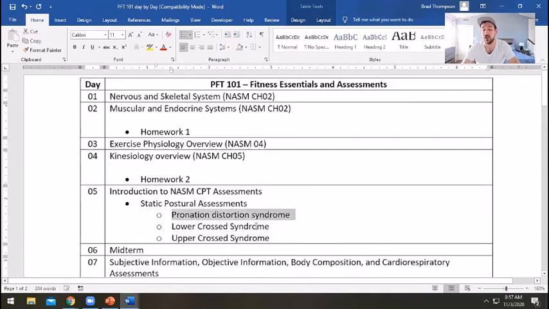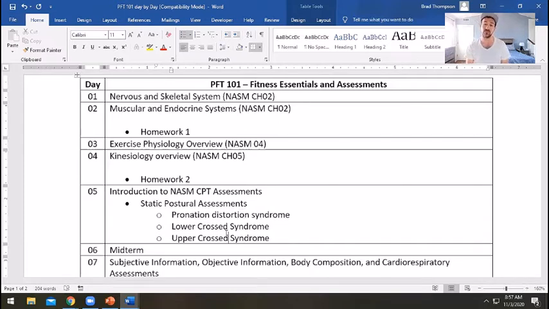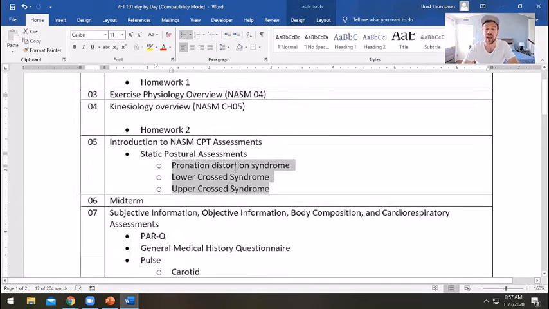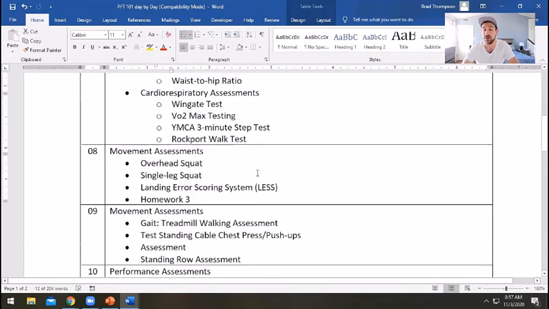The 3 most common, these are called static postural distortions. The 3 most common are the pronation distortion, the lower crossed, and the upper crossed. And we talked about them in our kines class, but pronation distortion is that feet flattening and externally rotating. So we see the feet turn out, feet flatten, and then knees caving in simultaneously. So you see that knee valgus, right? Lower cross syndrome, which is that anterior pelvic tilt, and then upper cross syndrome, which is that forward head posture with shoulder rounding. So we're going to be looking at all 3 of those and what muscles are causing them as we transfer into the more complicated versions of assessment.